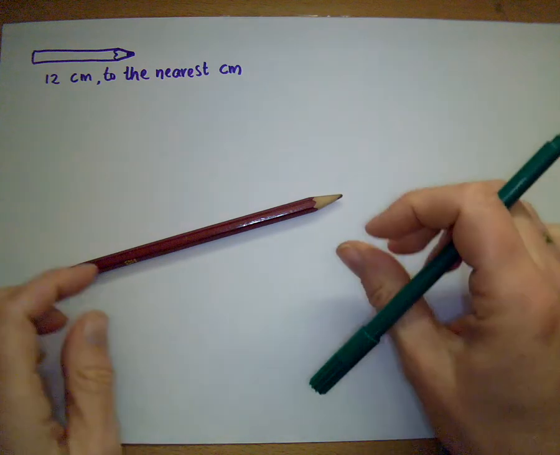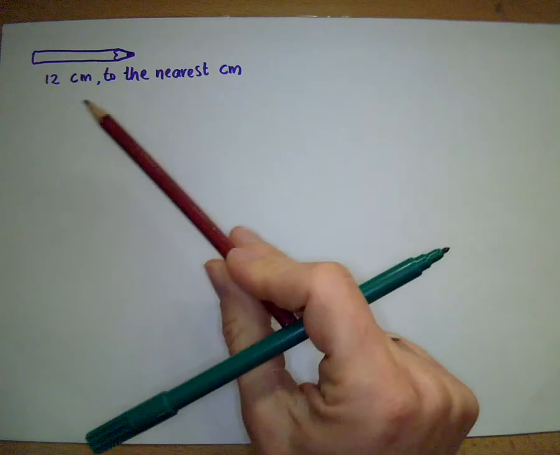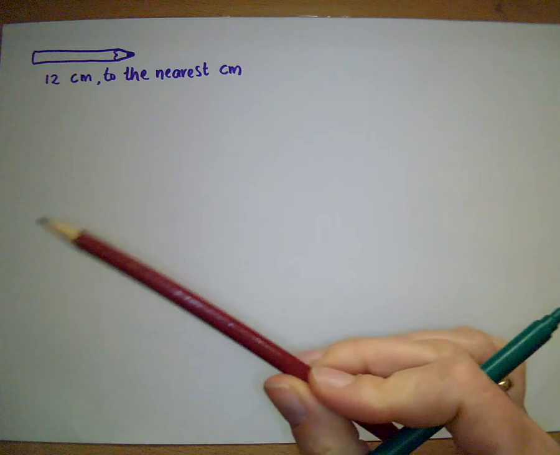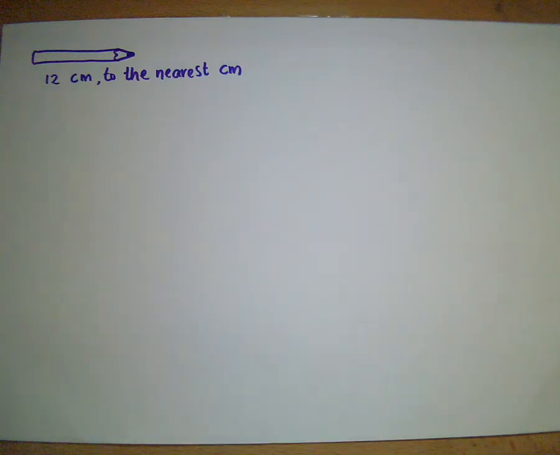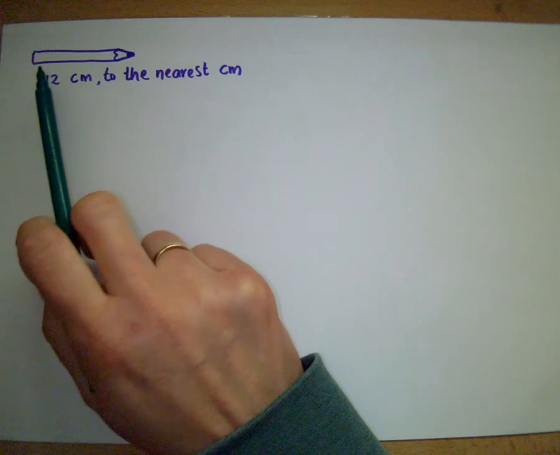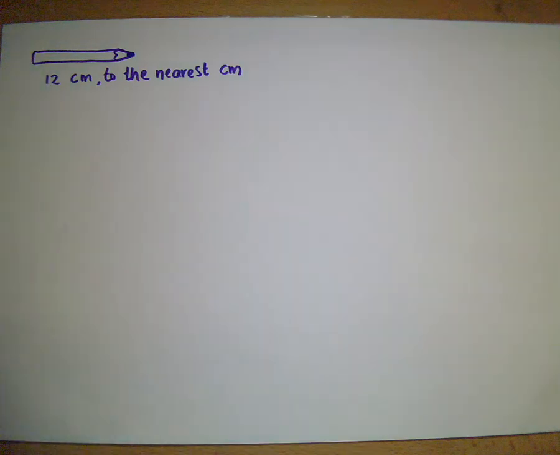I'm not going to measure it too carefully because I'm only going to measure to the nearest centimeter. I measure it kind of roughly, and I tell you that the length of my pencil is 12 centimeters. Now that 12 centimeters, really, if we were more careful in measuring, maybe if we used a ruler that also showed millimeters, maybe we would get 12.2 centimeters. But because I said I was only going to measure to the nearest centimeter, I will write 12.